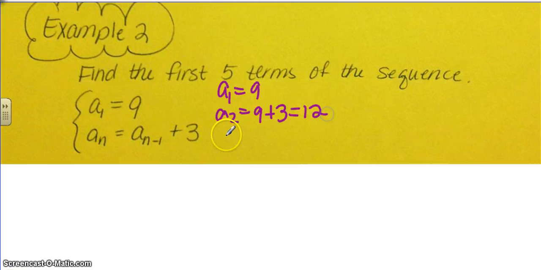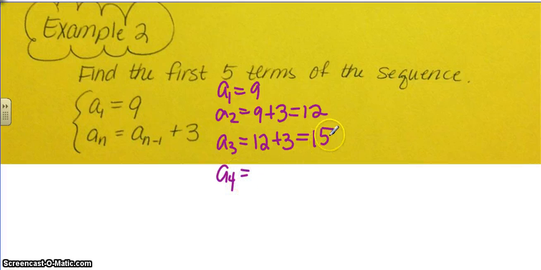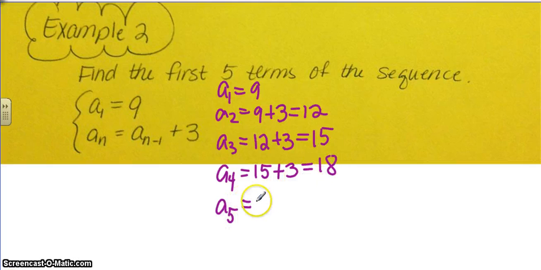So it's 12. A sub 3, I take the term that came just before, and I add 3. The fourth term, I take the third term, add 3, and finally, because I'm supposed to find 5 terms, take the 18 plus 3 gives me 21.